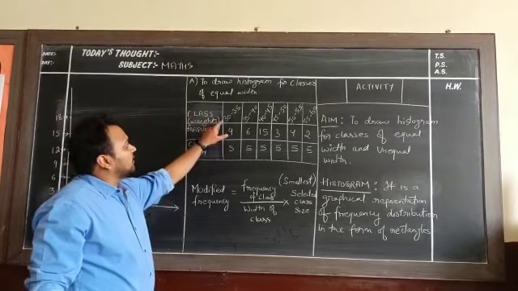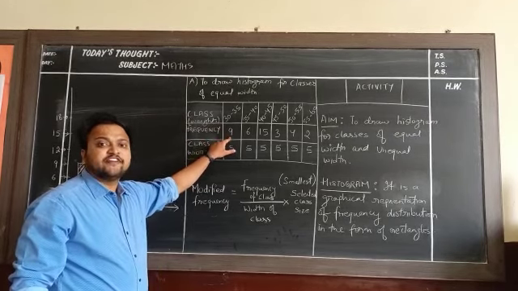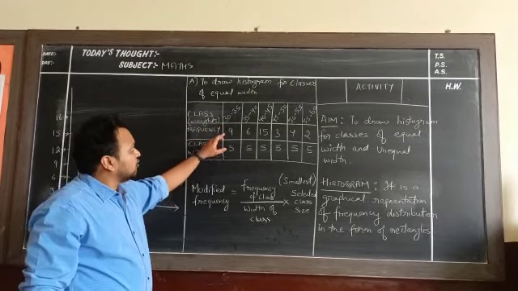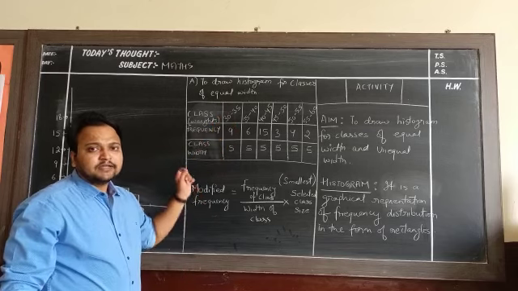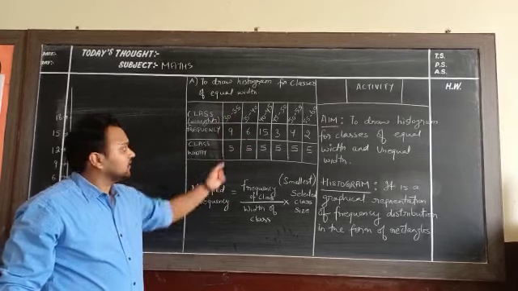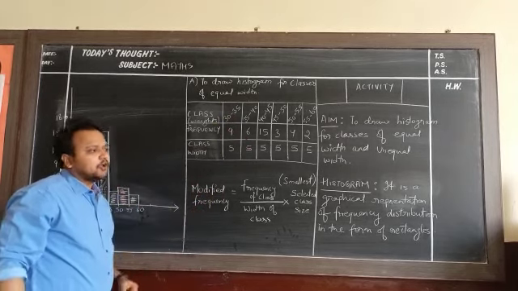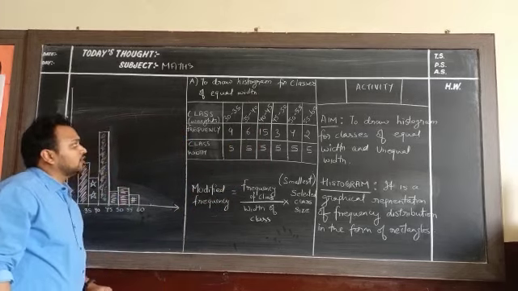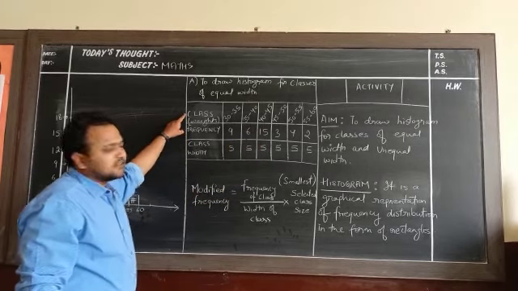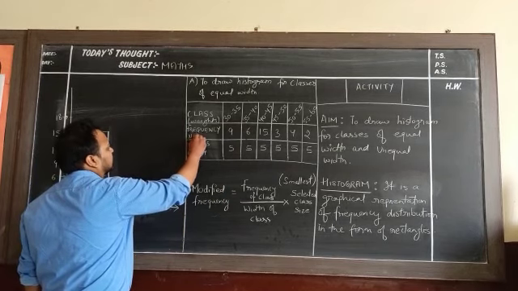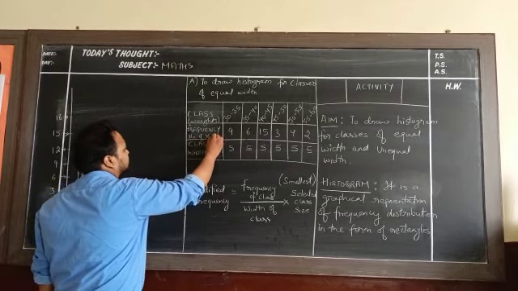So there are 9 students whose weight lie in this category, from 30 to 35. Suppose there are 6 students whose weight lie in this group. So we are going to make a histogram for these values. What we will do is, first, these are classes, and there is a frequency. Frequency is number of students for this case.